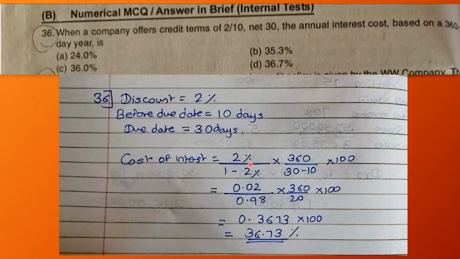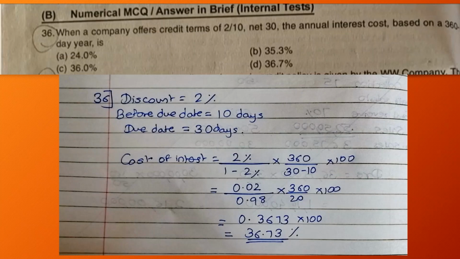So similarly in the denominator, what did we do? We took 1 minus discount, and here we also took 30 minus discount days, into 100. It's very easy. So discount upon 1 minus discount into 360 upon due date minus discount due date. So we will multiply into 100 and we will get the answer. So here the answer comes 36.73. So we have option D. So we will select option D over here.